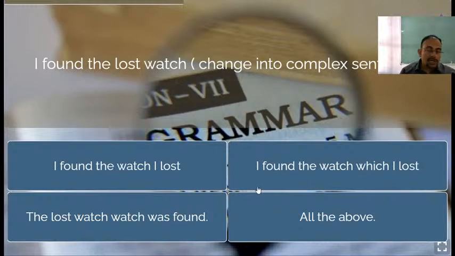So what kind of logic can you apply here in finding out the correct option in this question? Let me see your answer first, and then I will explain. Okay, Pranati and Manager say number two. Let us first examine option number one. I found the watch I lost. This is a single sentence, without any principal or main clause. Therefore, it cannot be a complex sentence.